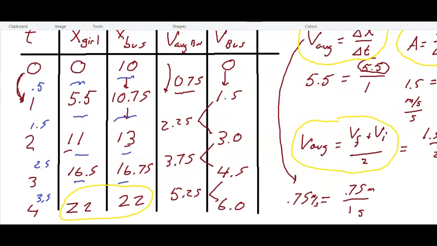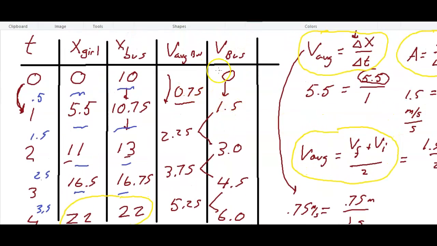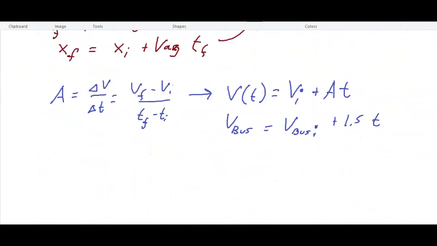Well, it was two steps. First, we found the velocity of the bus, and then we used that to find the average velocity, and then we used the average velocity to find the position of the bus. So we basically combined these three equations together that are in yellow. And so let's see if we can do that with algebra. So this is going to be our last equation, I promise.